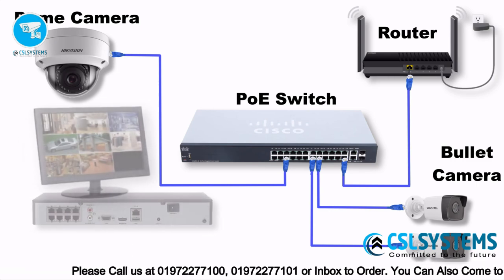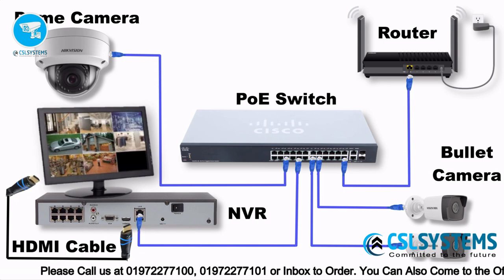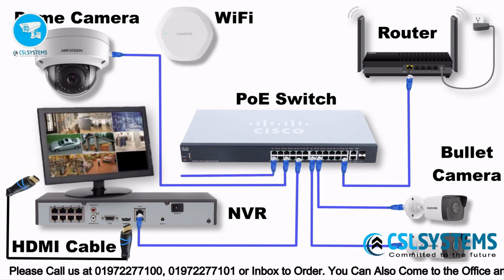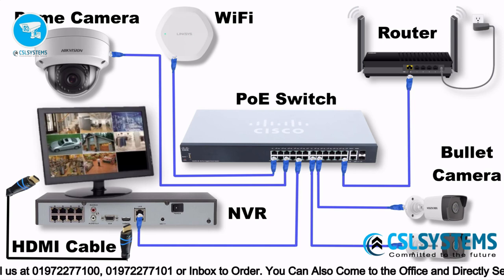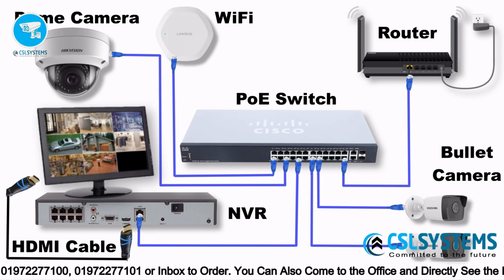Next, I connect the IP NVR in the network via LAN cable. Also, I connect a wireless access point to the same PoE switch to increase the range of my wireless signal. So this is the network diagram, and let's go back to our physical devices to do some physical connectivity.